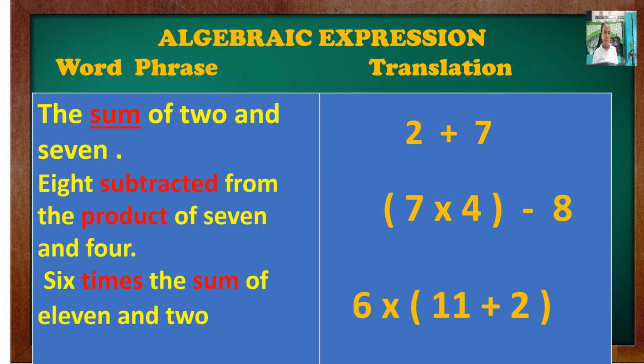Because if we do not, then it follows that we will multiply 6 times 11. So, in order for us to be able to do the addition first, we will enclose 11 plus 2 in parentheses, and the result or the sum will be multiplied by 6. So this will now be the translation of the word phrase 6 times the sum of 11 and 2.